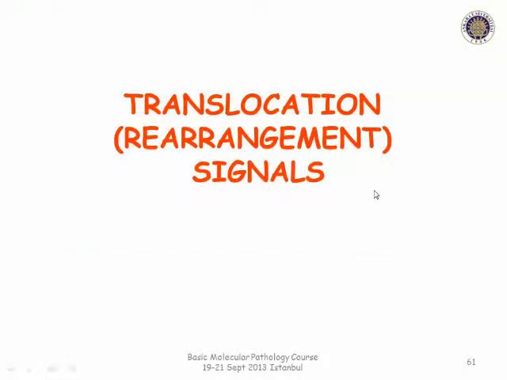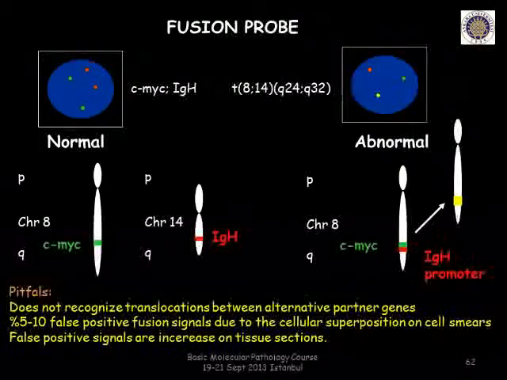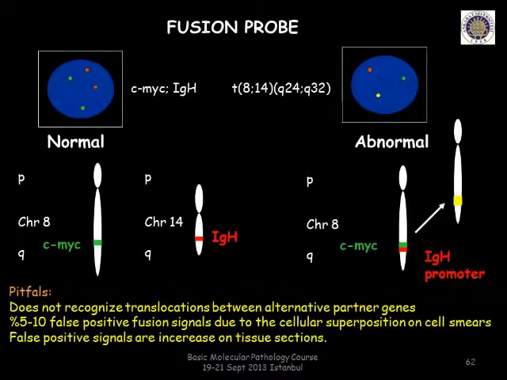The other important issue is the detection of rearrangement. For detection of rearrangement, as was explained before by Dr. Hunt, there are two types of probes. One is the fusion probe, which is designed for the two translocated genes.